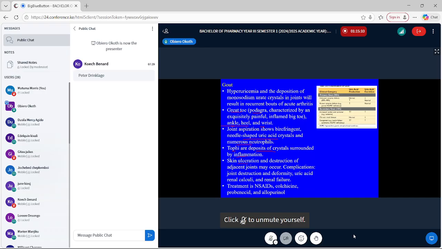There can be skin ulceration when you have a tophi. There can be destruction of the joints. And the complication typically is from joint destruction and deformity. Uric acid can form renal calculi, yes, stones, and also can give you papillary necrosis.